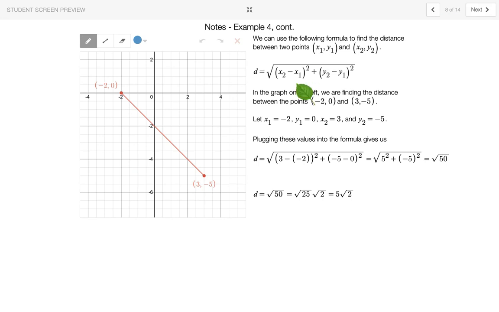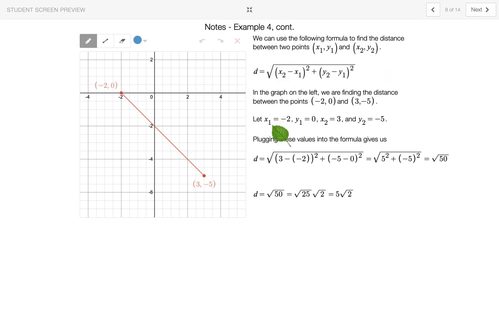So this brings us to the distance formula. The distance formula is: the distance between 2 points is equal to the square root of (x2 minus x1) squared plus (y2 minus y1) squared. So in other words, if we find the horizontal distance and the vertical distance between the 2 points, we square those numbers, add them up, and take the square root.